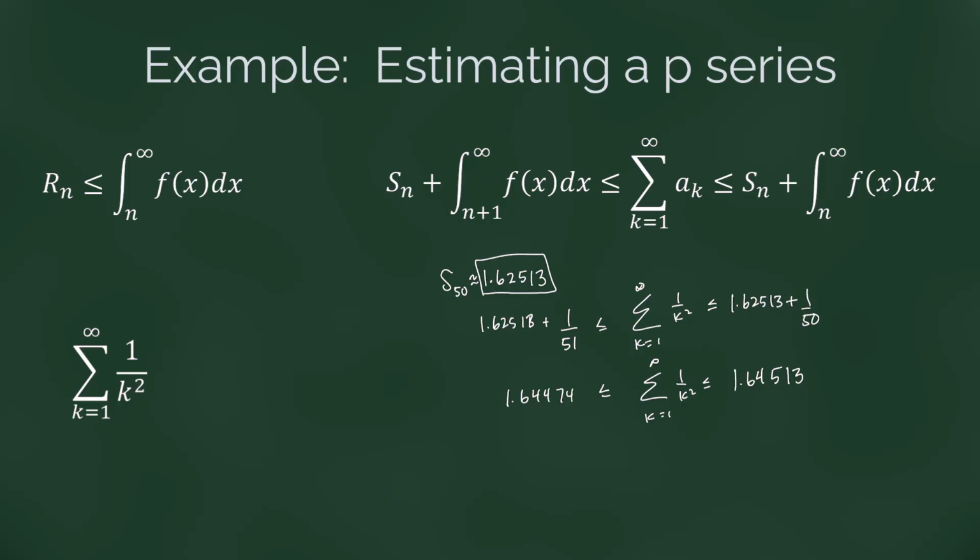And so if we average those two numbers, we can get a really good estimate of this. So we're going to take 1.64513 and add that to 1.64474, and then divide that by 2 to get that our estimate, our sum, is approximately equal to 1.644935.